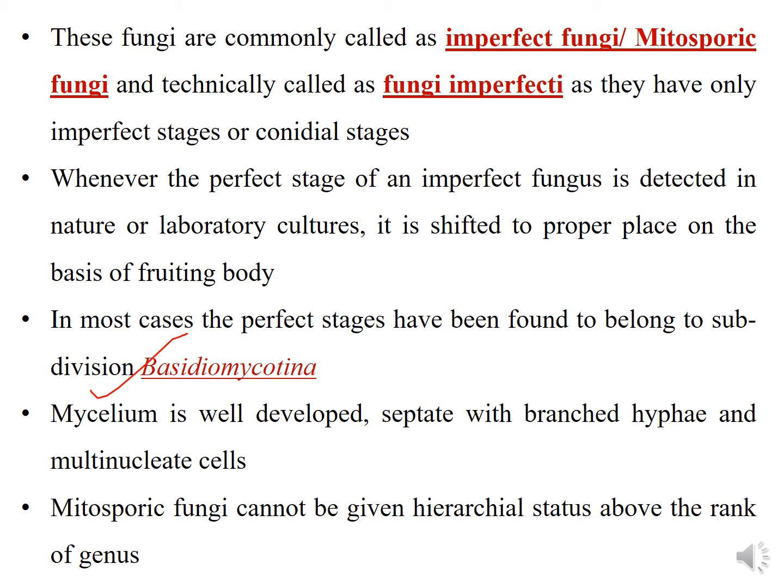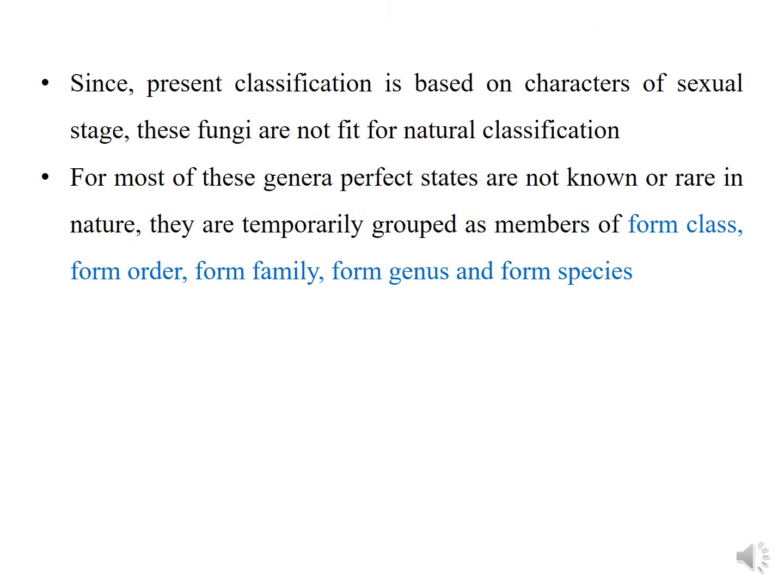And coming to the vegetative structure, that is mycelium. Mycelium is well developed in Deuteromycotina fungi and is septate with branched hyphae and multinucleate cells. Multinucleate cell means each cell has a large number of nuclei, hence we call it multinucleate. And these mitosporic fungi cannot be given hierarchical status above the rank of genus. Why we cannot give hierarchical status is because of the absence of sexual reproduction in this group of fungi.